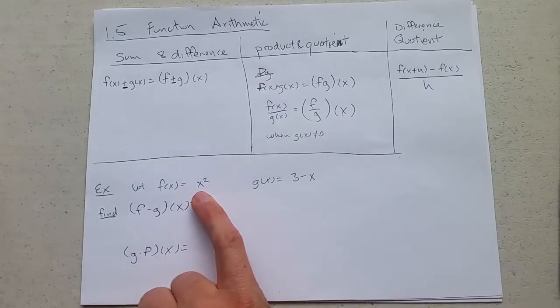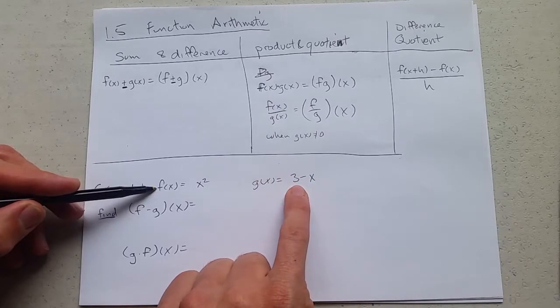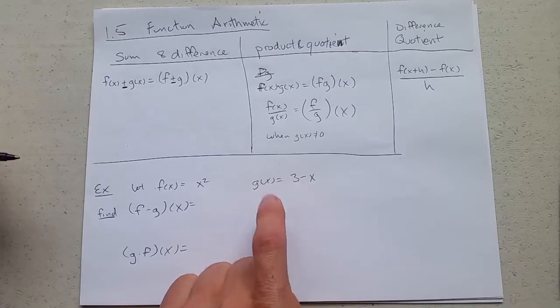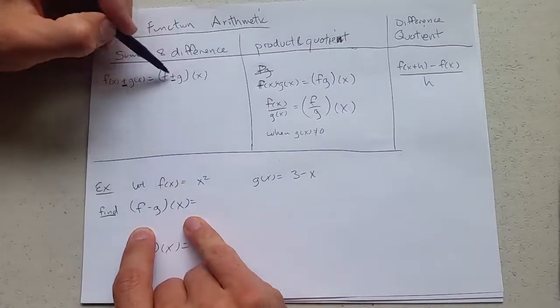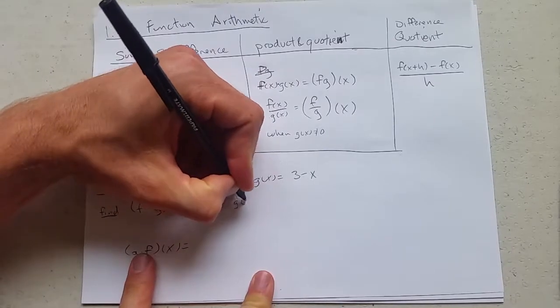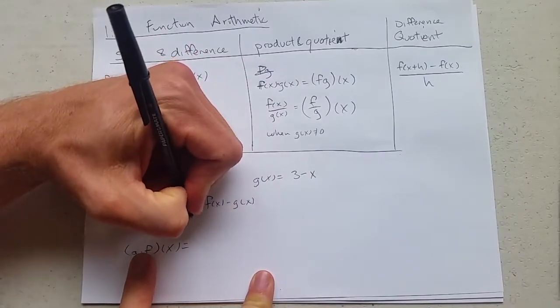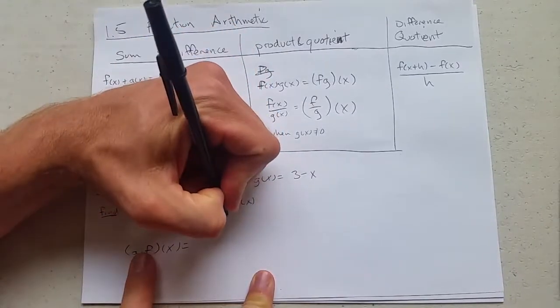So we're going to do an example now. We're going to start out with the function f of x is x squared, g of x will be 3 minus x. And we're going to find f minus g of x. So all we're going to do is write out in the expanded form f of x minus g of x. And what is f of x? X squared. What is g of x? 3 minus x.